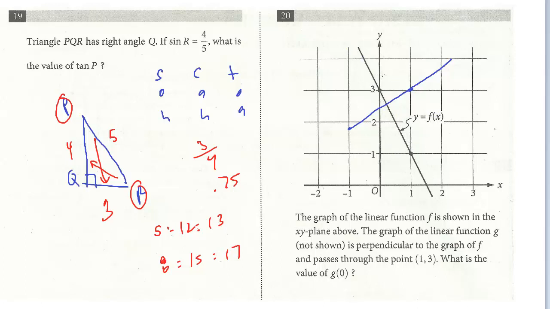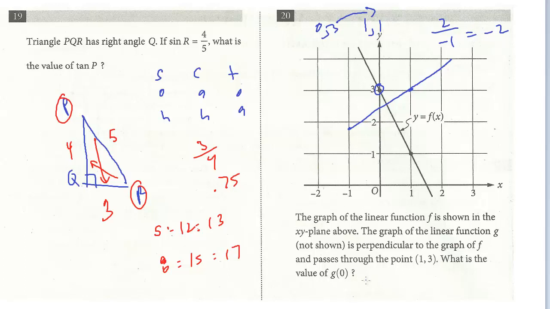Just find 2 points, and I would find points directly on the line. One point I see is (0, 3), that's here. And I'm going to use this point, which is (1, 1). So this is the slope of y equals f of x. I'm going to go y2 minus y1. So 3 minus 1 is 2. 0 minus 1 is negative 1. So this slope is going to be negative 2. So this perpendicular line is going to have a slope of positive 1/2. It's going to be the negative reciprocal.